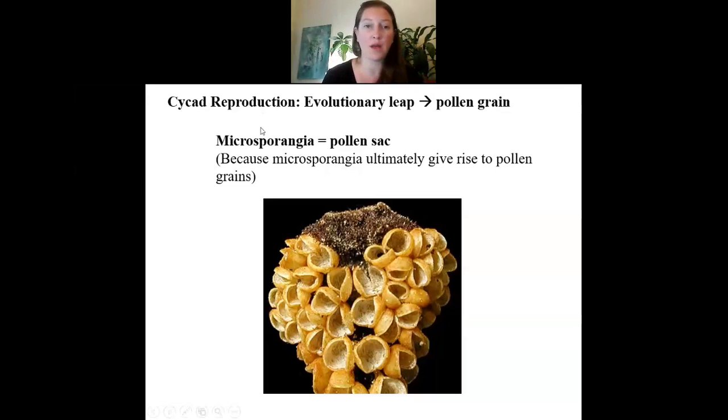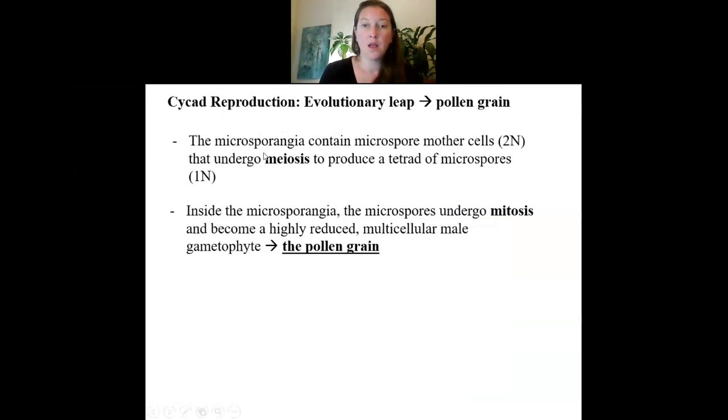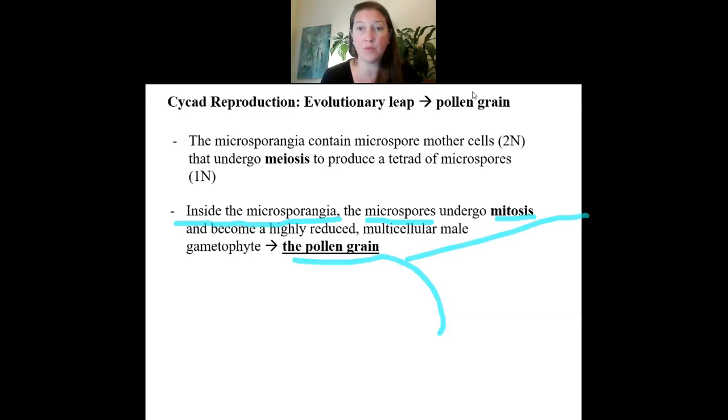The microspore doesn't leave the sporangia because it's in the sporangia. It was made via meiosis, but inside of the Microsporangia, the microspores are going to undergo mitosis and turn into the pollen grain, and the pollen grain is what gets released out of the Microsporangium. So the microspore never gets released; it turns into a pollen grain, and then gets released.